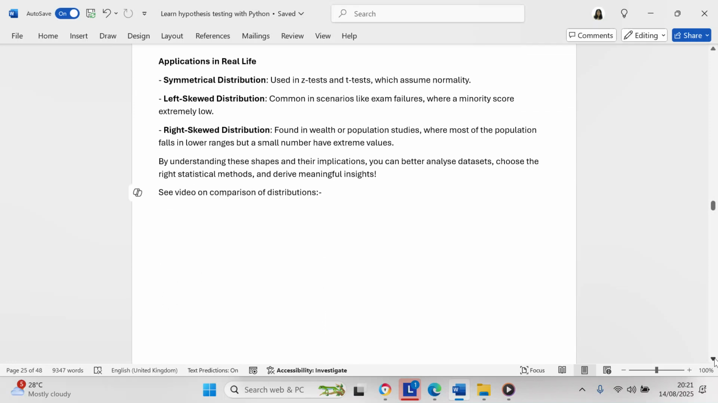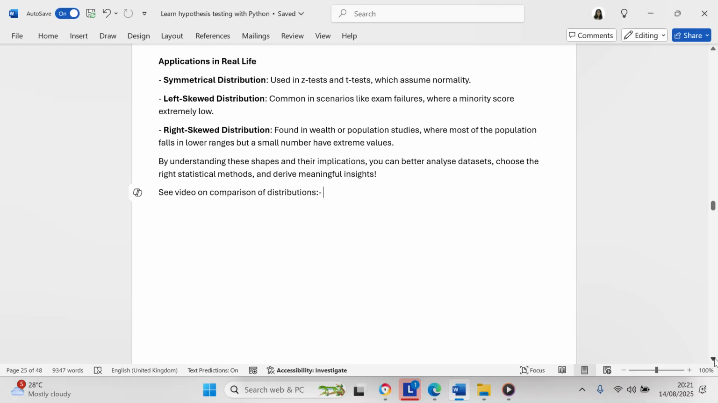So you've got applications in real life. A symmetrical distribution is used in z-tests and t-tests, which assume normality. Left skewed distributions are common in scenarios like exam failures, where a minority score extremely low. And right skewed distributions are found in wealth or population studies, where most of the population falls in lower ranges, but a small number have extreme values.